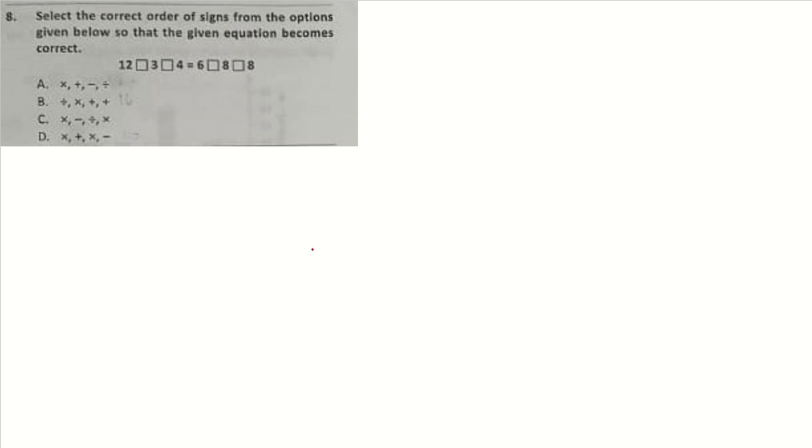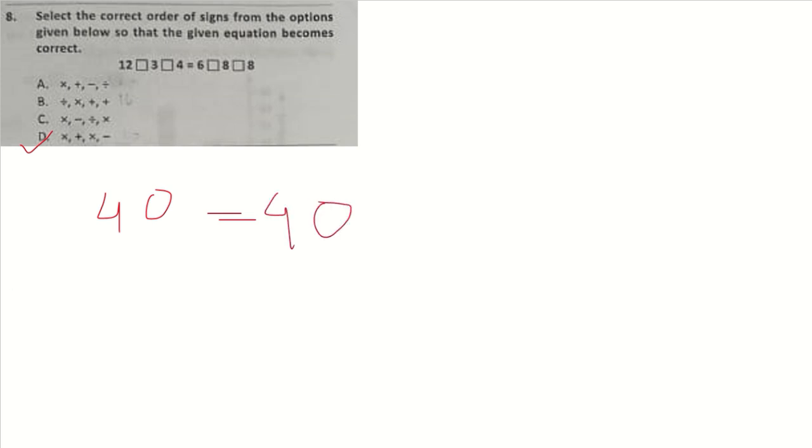Question 8. Select the correct order of signs from the options given below so that the given equation becomes correct. This was just a simple calculation question. The answer is option D. 12 into 336 plus 440 is equal to 6 into 8, 48 minus 8, 40.